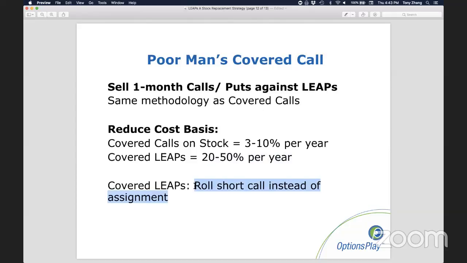So when you're selling a covered leap and you're in the early days of your leap, if the stock price ends up above your strike price, you usually want to roll, meaning buy back your short call and sell another short call instead of allowing that assignment to go through. So that's really just some tidbits on trading a poor man's covered call.